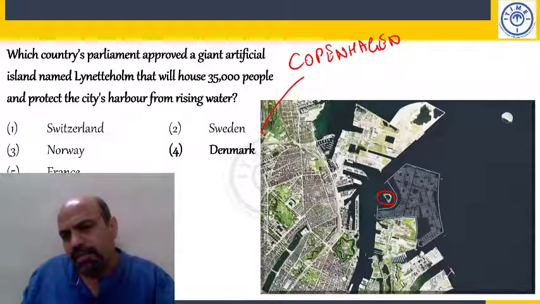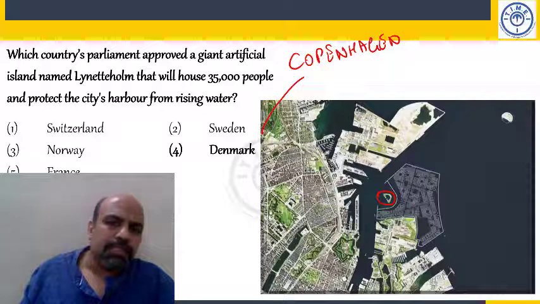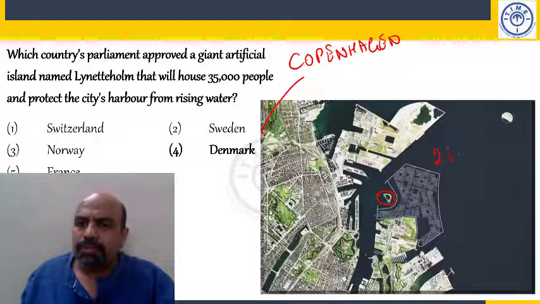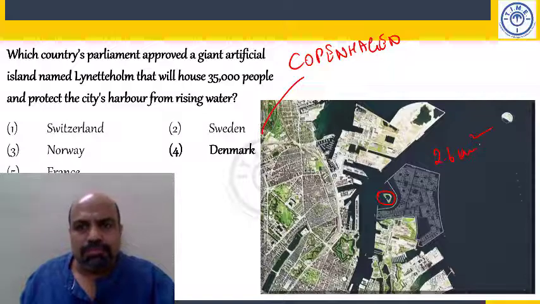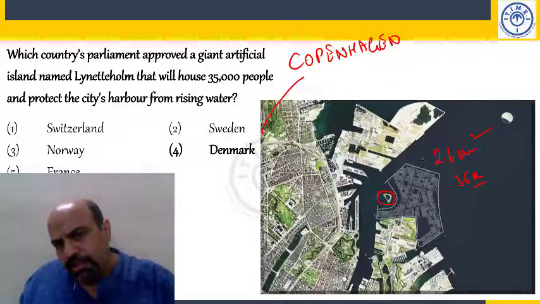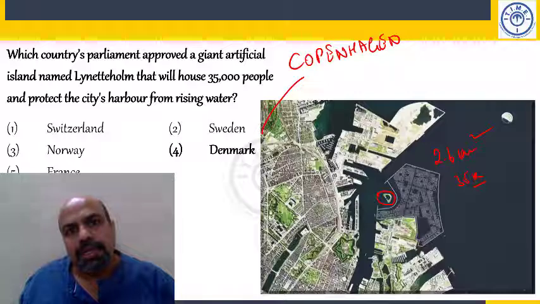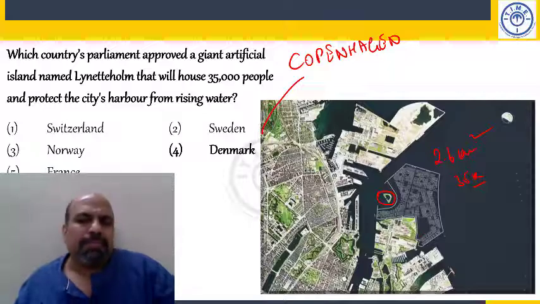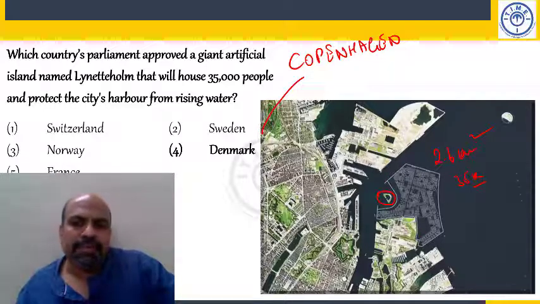You see this line here? They are going to build this. The area is about 2.6 square kilometers. That's it. They are going to build this that is going to house about 35,000 people. And this entire thing here will protect the harbor, and also the low-lying areas inside. So this will have a barrier and everything. But the project has found trouble with the environmentalists of this area.